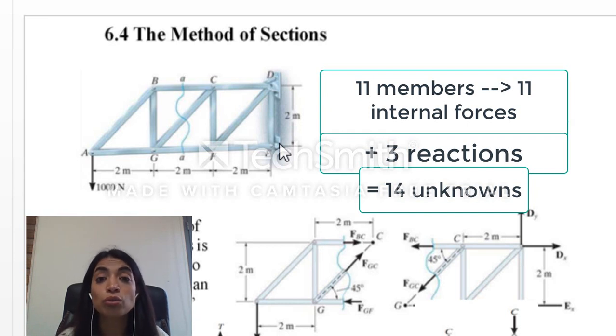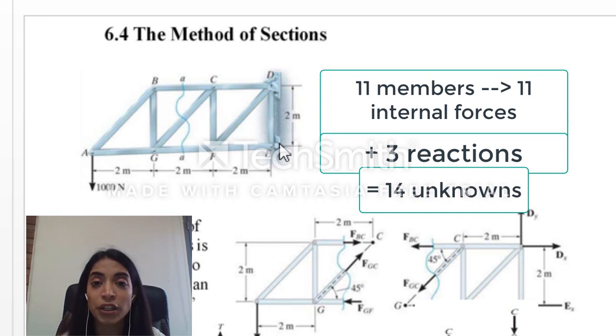Now, in order to solve for them, in the method of joints, I should take each joint separated from others, draw the free body diagram on them, and then find the internal forces by applying two equations per joint, sum of fx and sum of fy. So basically, guys, I should have a number of equations that is equal to the number of unknowns. I know that the number of unknowns in this example is 14.